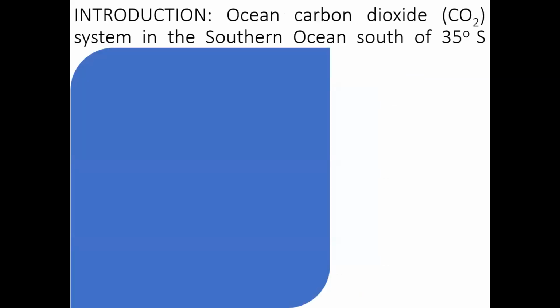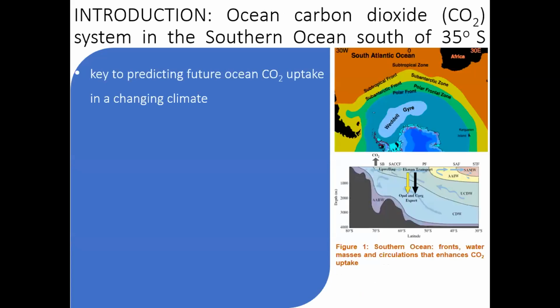So by way of introduction, the carbon dioxide system in the Southern Ocean south of 35 degrees south is key to predicting the future ocean carbon uptake in the changing climate. And this is because of the formation of fronts, and also the overturning circulation pattern in the Southern Ocean, which provide efficient pathways that enhance the uptake of carbon dioxide from the atmosphere, so that much of the carbon dioxide absorbed by the global ocean is actually taken up in the Southern Ocean.